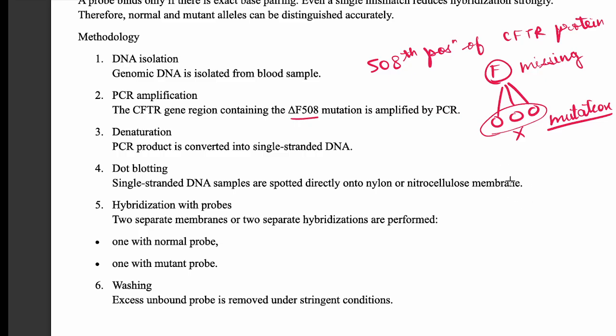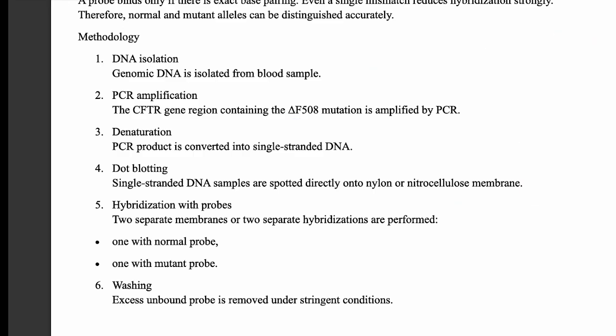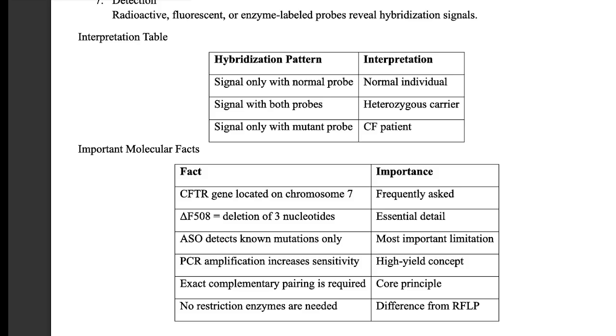How will we detect this mutation? You will take two kinds of probes. One, the normal probe, which can bind to a normal DNA, and one the mutated probe, which will bind to the DNA where this trinucleotide is missing. Then you will again perform the entire ASO dot blot, and you will come to know whether your patient is a normal person, a heterozygous carrier, or an affected one.